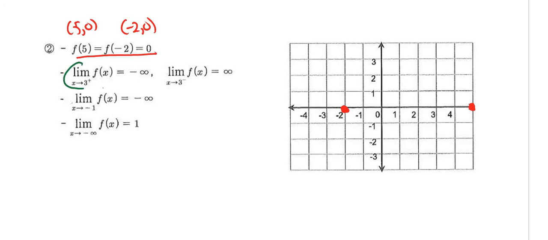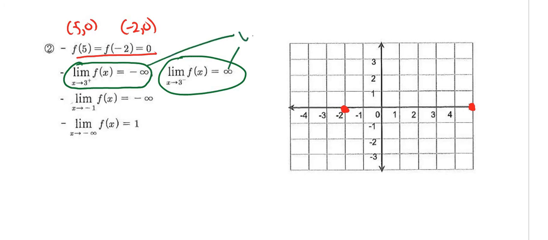So as I'm approaching 3 from the right-hand side, I go to negative infinity. And if I'm approaching 3 from the left-hand side, I go to positive infinity. Okay, that's kind of interesting there. Since I'm going to positive infinity and negative infinity, these are vertical asymptotes. So at 3, let's go ahead and put a vertical asymptote right there.